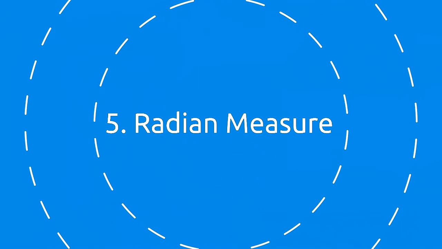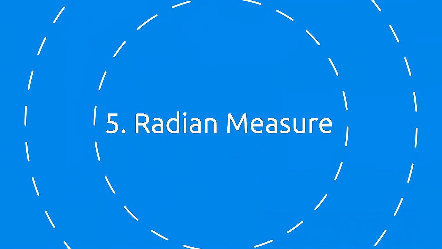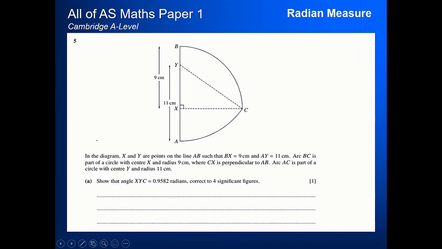And next is radian measure. Knowing what the radian is is obviously very useful, but then applying that to finding the area, and finding various lengths and arcs as well. That's an important topic, and it also helps you later on in the A-level maths course, generally speaking. Okay, and now we're going to look at some radian measure.